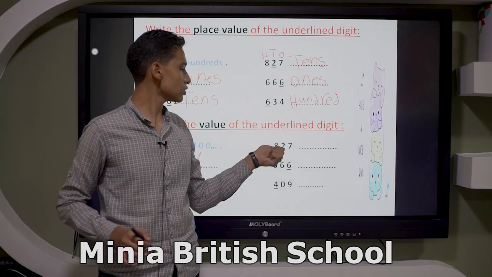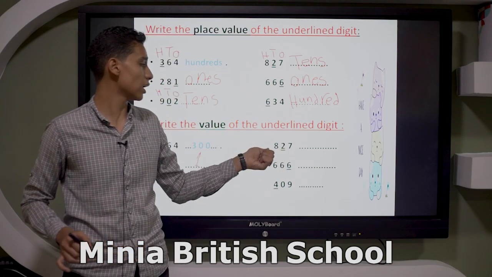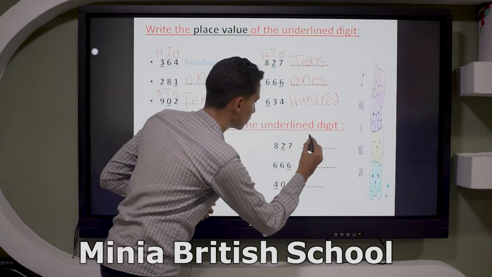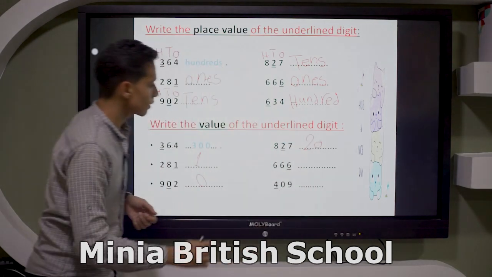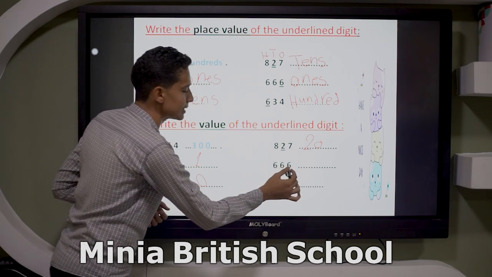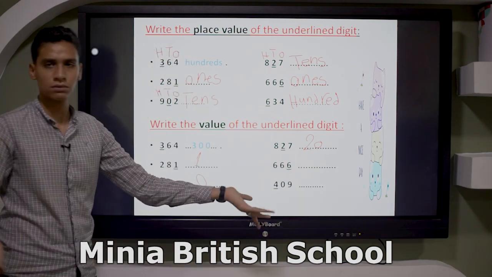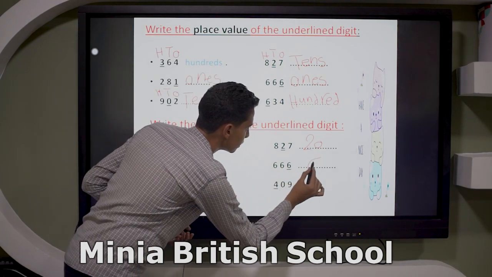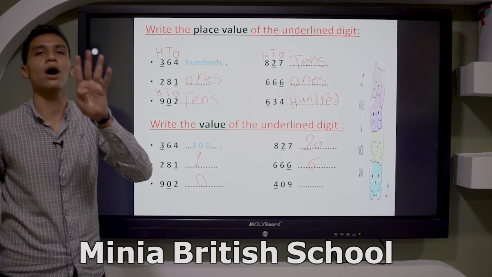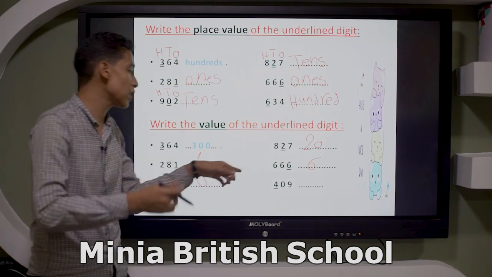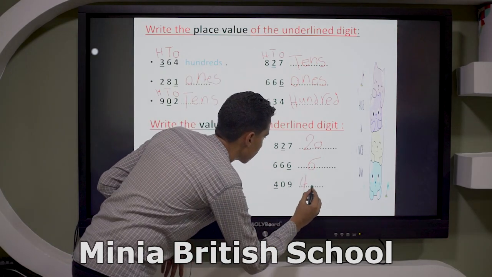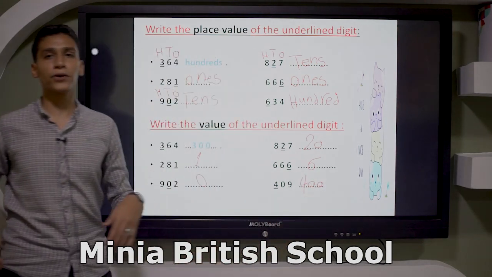Here, 827. I said 20, so I will write 20. 666. I read this 6, so I will write 6. Here, 409. So the value is 400. Thank you for listening, grade 2.